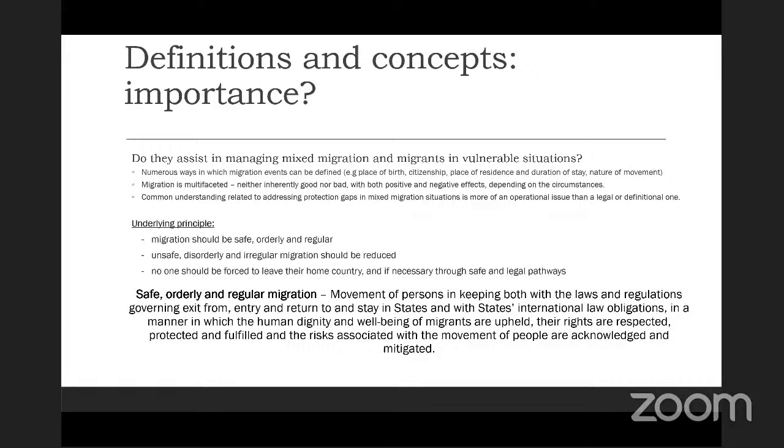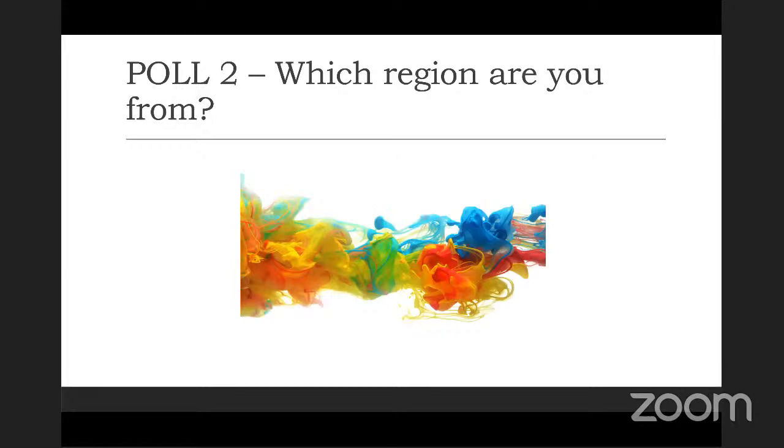But we cannot ignore the fact that however we distinctly put them, it's human beings at the end of the day, and we need to understand how to protect them. Here brings my next poll question. To understand, having talked about different types of migration, which region are you from?